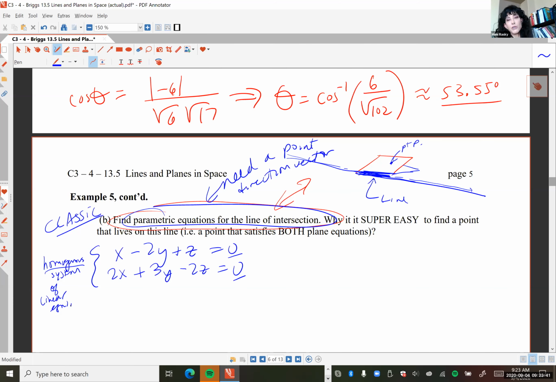So let me just prove it to you though. A quick way to tell that 0, 0, 0 is actually going to be a point that lives on both planes, hence the line, is to zero out one of the coordinates. Like, hey, for both of these equations, let z equal 0.